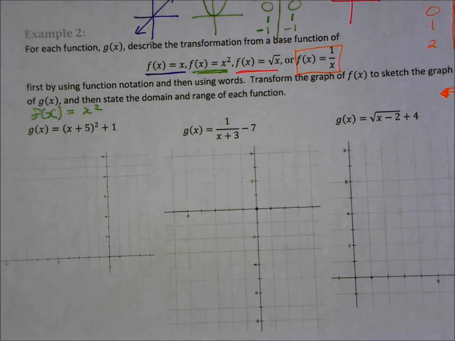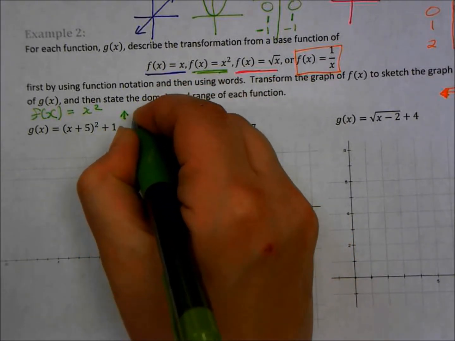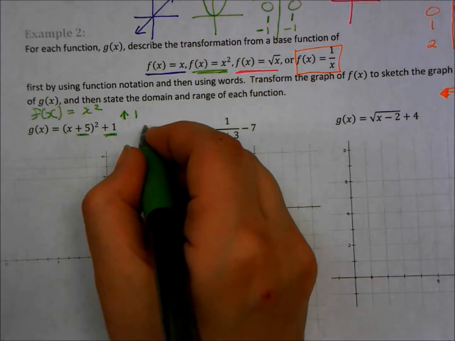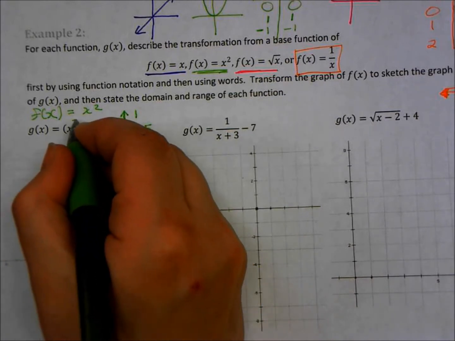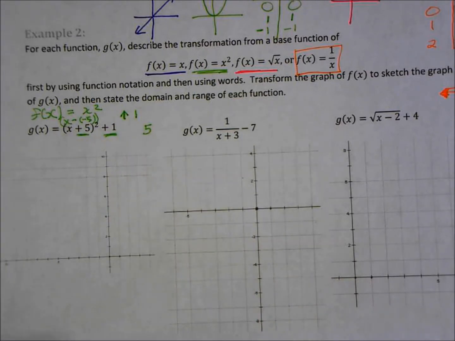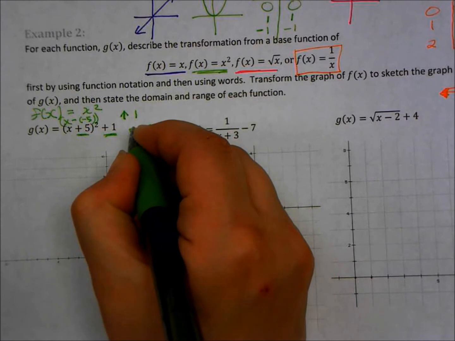So if that's our base function, what transformations have happened to this? Well, we're going to go up 1 based on this. And this is telling me we're going to move 5 either left or right. Think of it as negative, negative 5. Our horizontal transformations are always negative x. We want to move to the left 5.